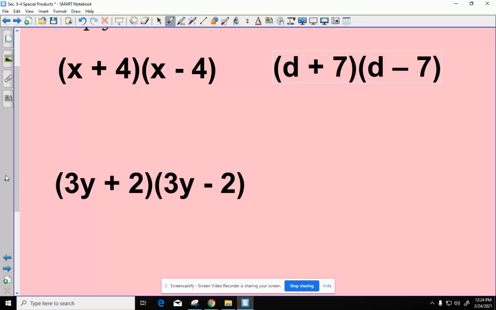Think about foiling. Which parts of the FOIL process go away in this problem? The O and the I both go away. Because, just like what you showed me, they cancel each other out. So you're left with the F and you're left with the L, the first and the last. So then you just multiply the 4x times 4x.